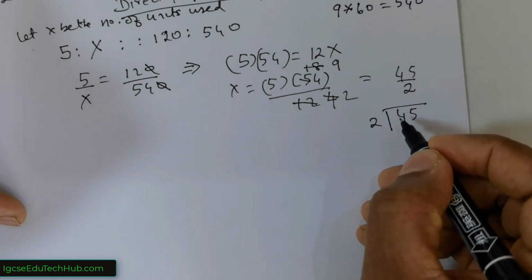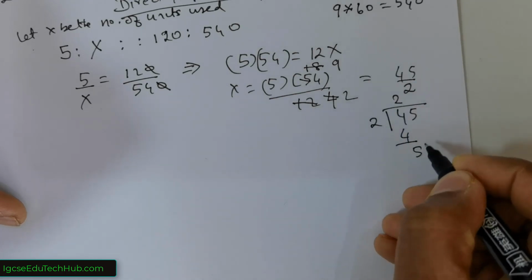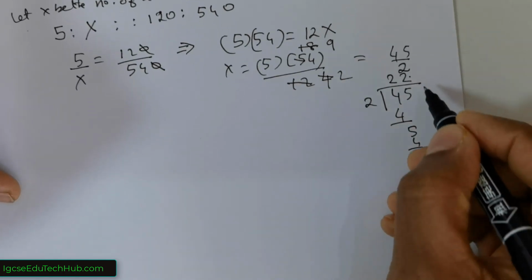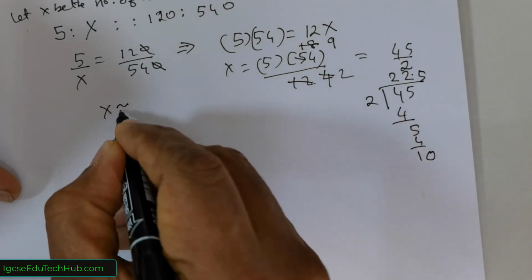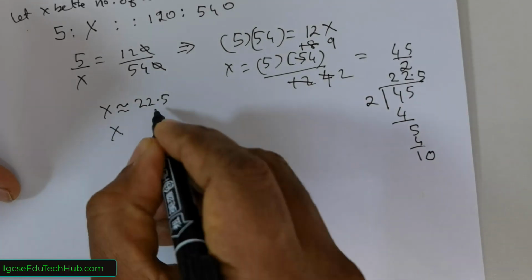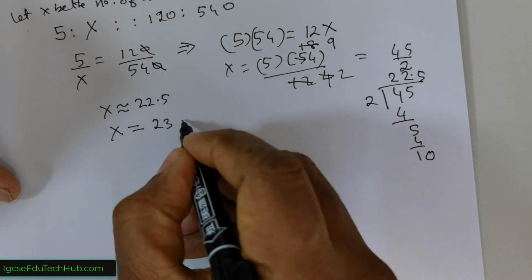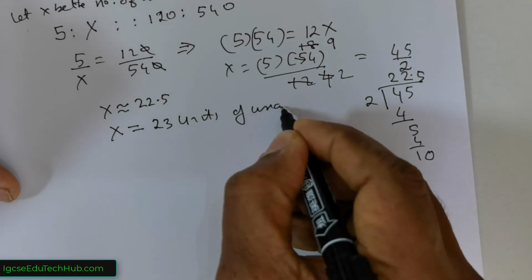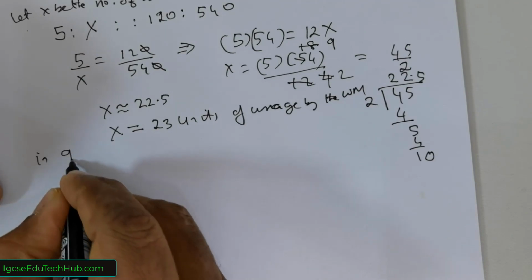So this is going to be giving you 2 2s are 4, you have a 5, 2 2s are 4, you have a 1 point and a 0, 2 5s are 10. So x is going to be approximately 22.5, but we cannot give an answer like this. We can outrightly state 22.5 to be 23 to the nearest unit. Okay, so x is equal to 23 units of usage by the washing machine in 9 hours.